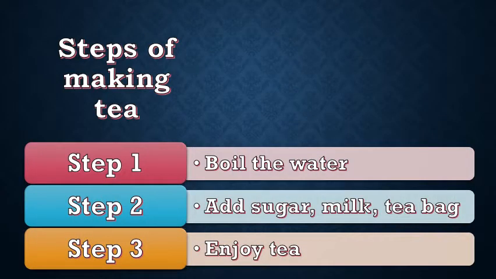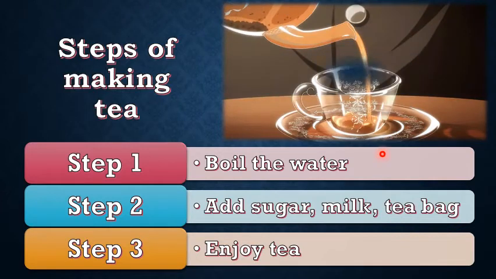Now again and again we are talking about the steps to carry out a task, or a logical sequence. So here we have an example, and that is the example of making tea. Here are the steps of making tea. Step number 1, boil the water. Step number 2, add sugar, milk, tea bag. Step number 3, enjoy the tea.